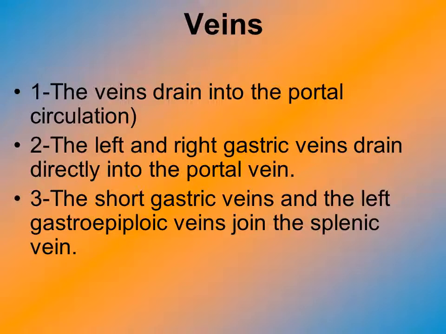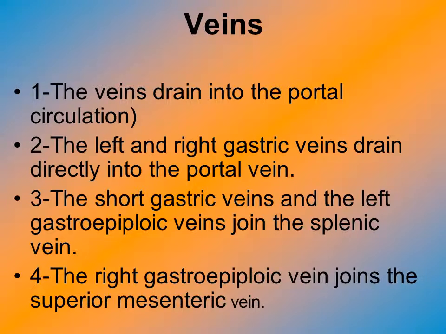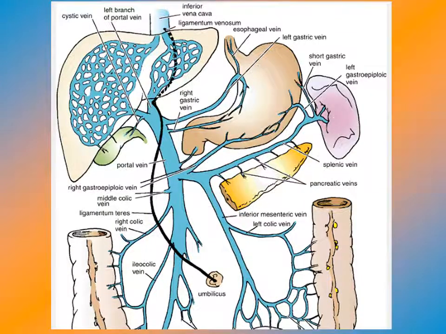Venous drainage, draining into the portal circulation. The left and right gastric veins drain directly into the portal vein. The short gastric and left gastroepiploic veins directly join the splenic vein. The right gastroepiploic vein joins the superior mesenteric vein. This is the portal and venous drainage of the stomach.